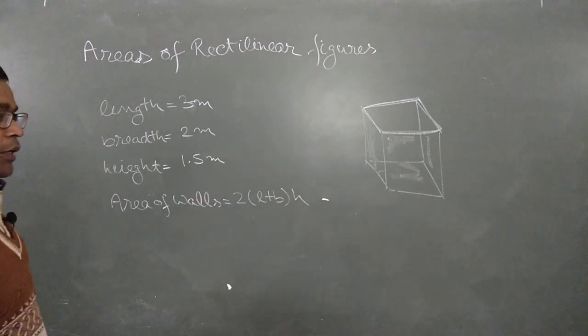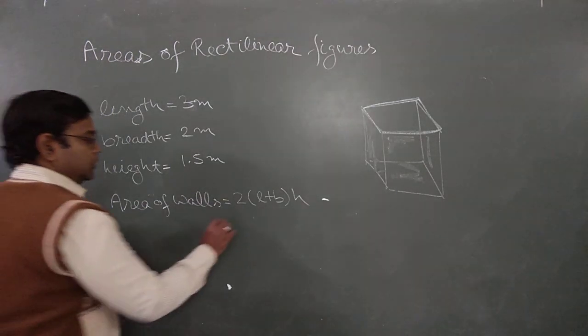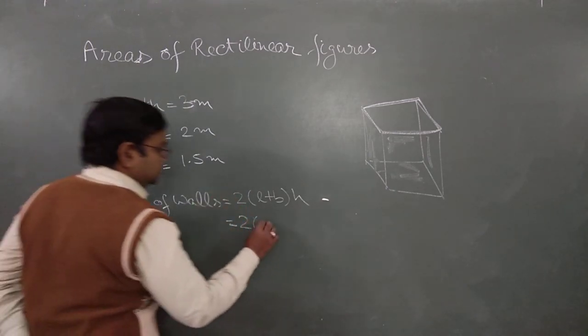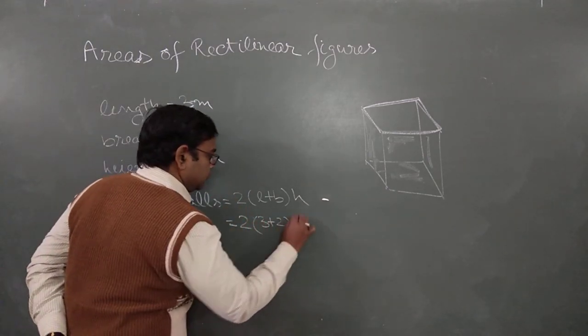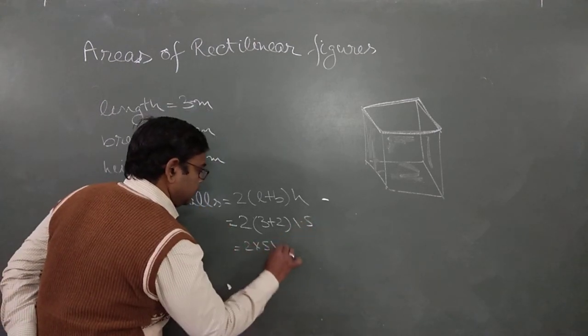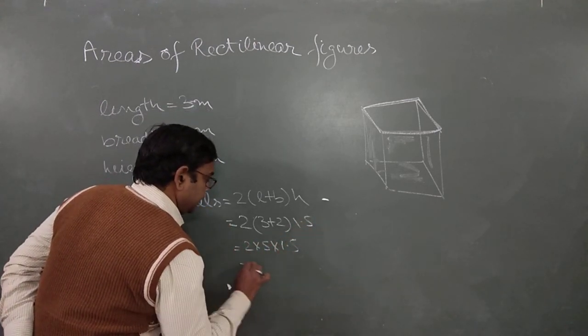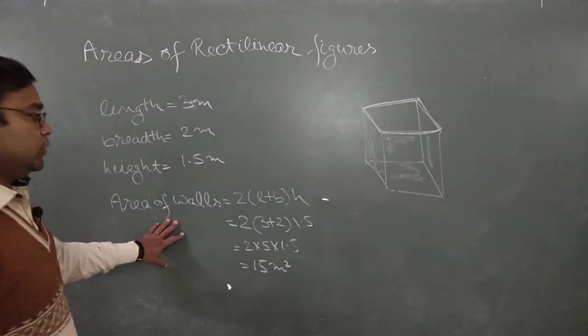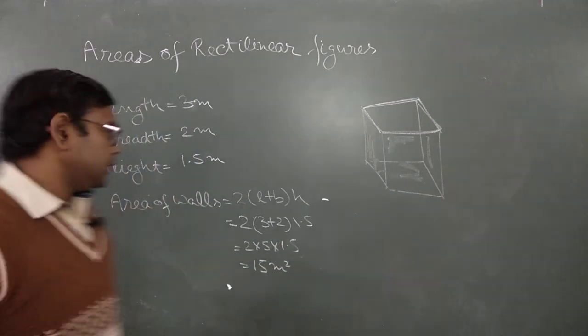LH, LH, BH, BH. Then place the values: 2, and what is the value of L? 3 and 2, 1.5. It's 2 into 5 into 1.5. It's 15 meter square. This is the area of the walls. Then there is a floor. So what is the area of the floor?